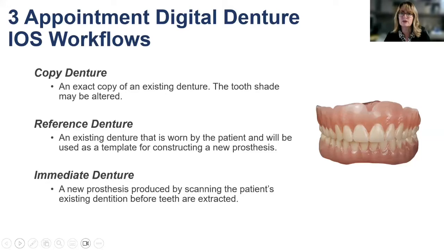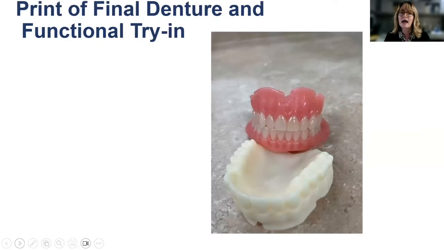A reference denture is you using the patient's existing denture as a template, as a custom tray, if you will, for taking a wash impression inside of that denture and then scanning both the intaglio of the denture, where this wash impression is, as well as the cameo, the tooth side of the denture. So three different workflows that we're going to talk about tonight. We do encourage questions.